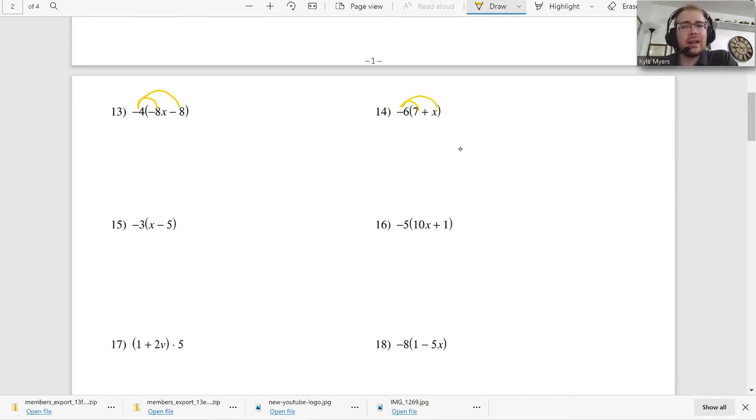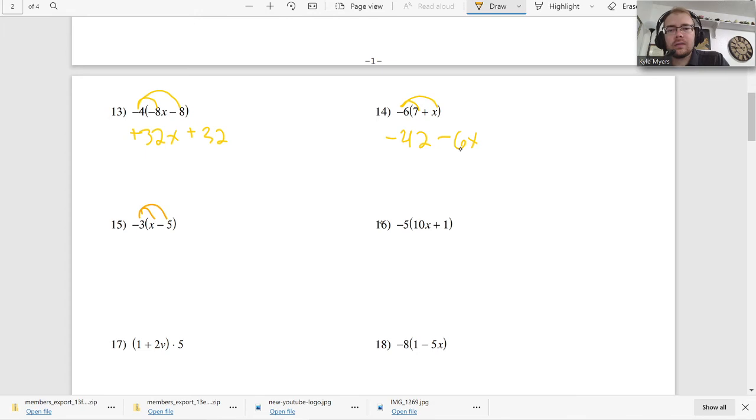The number's either on the left side or the right side, but either way, you multiply it by both the numbers inside. Negative 4 times negative 8, that's a positive. 4 times 8 is 32. And then again, so plus 32 without the x that time. Negative 6 times 7, that's going to be a negative. 6 times 7 is 42. Negative 6 times x is minus 6x. All right.